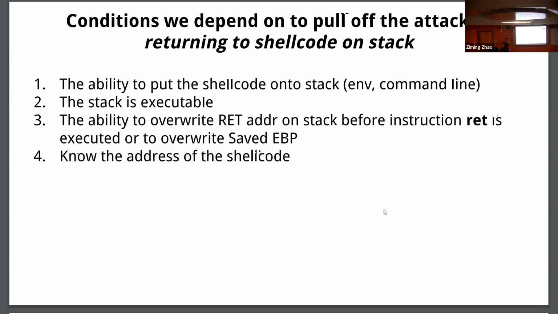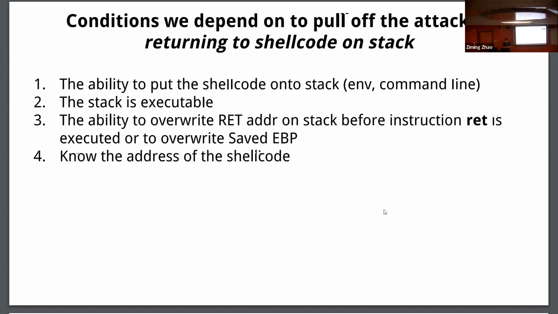In this case, that return address is not necessarily at its original place. If we can override EBP, we're actually creating another fake stack frame which has a return address we can override. In this case, the stack doesn't have to be executable, right? Because the code is in your stack, in an environment variable. Yes, that's a stack. And we need to know the address of the shellcode.